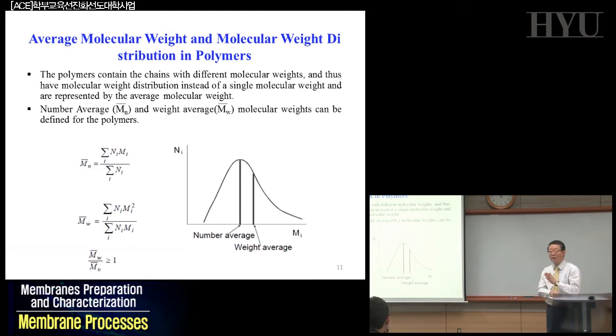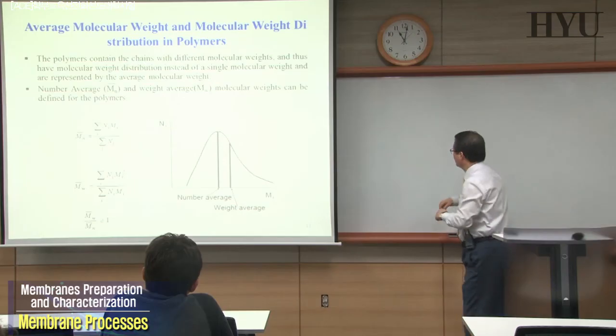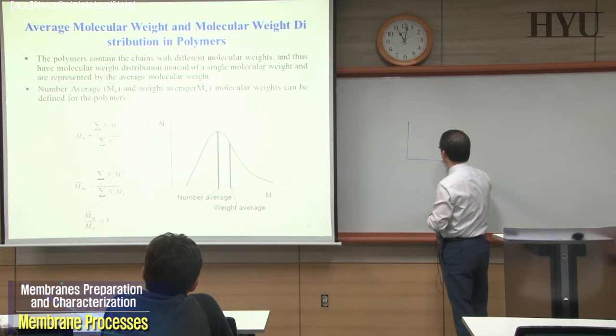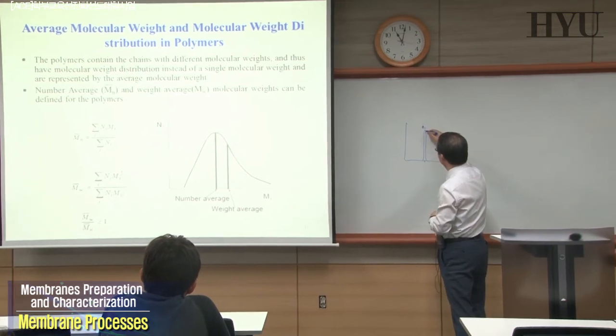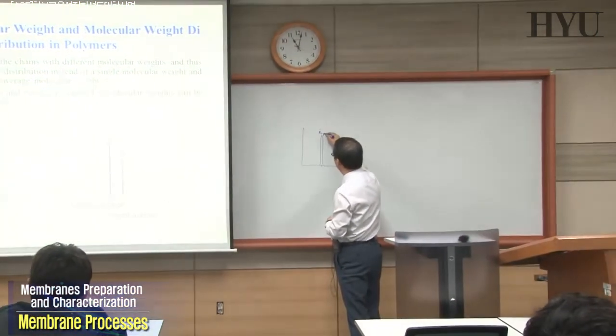If you have a very narrow distance between the Mn bar and Mw bar, we call that a narrow molecular weight distribution of the polymer. So the distribution will be pretty close, because this is Mn bar, whereas Mw bar might be somewhere here.